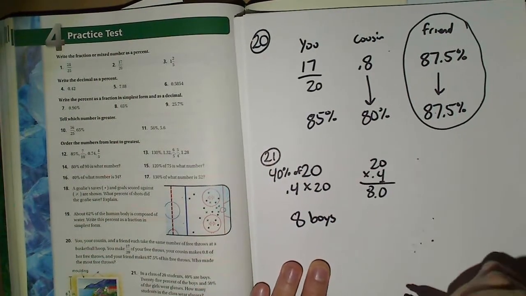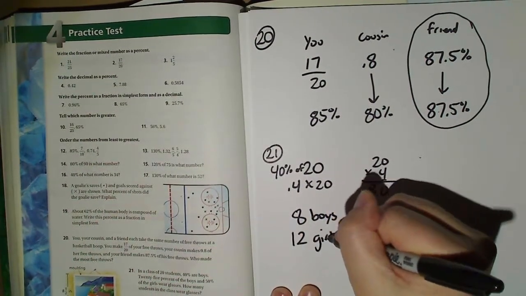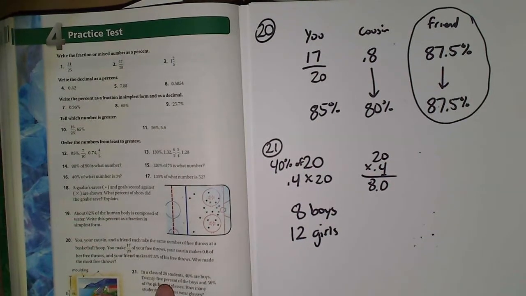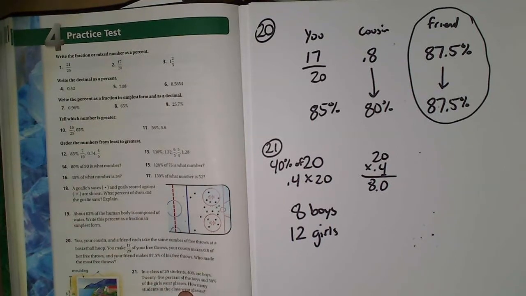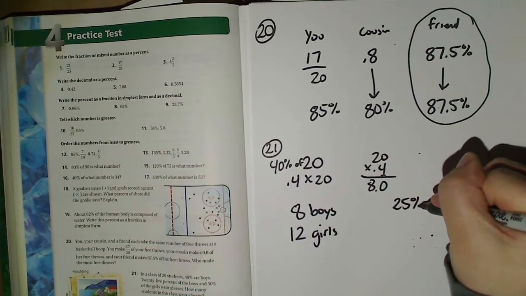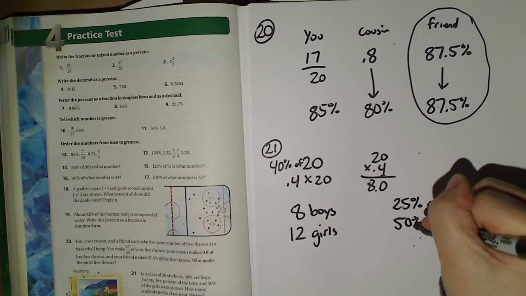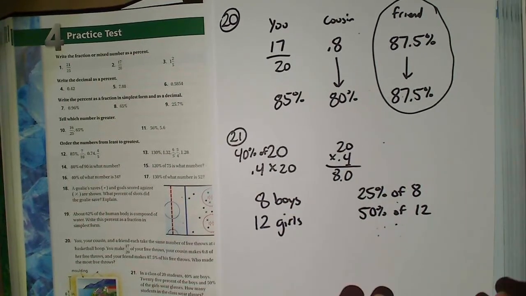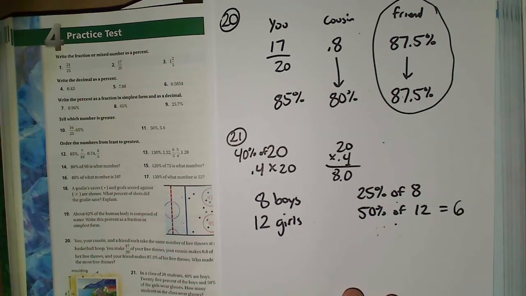Now remember, there's 20 students, so we also can know that there are 12 girls. Again, we just did some math there to figure that out. So it says 25% of the boys and 50% of the girls wear glasses. So let's figure out what is 25% of 8 and then 50% of 12. Some of you are probably going to look at this and say, well, 50% of 12, that's an easy one. It's just half. That's 6 girls.